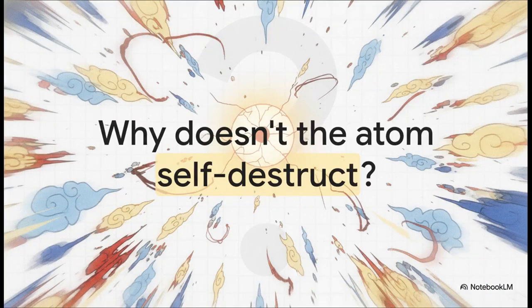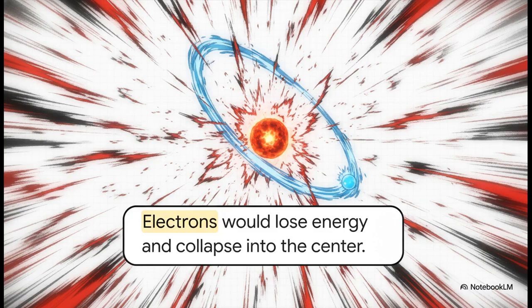So, monumental breakthrough, right? Rutherford found the core. But wait. Almost immediately, the scientific community realized his model had a fatal flaw. And I mean a flaw so severe it mathematically threatened the very stability of the entire universe. So why doesn't the atom just self-destruct? Well, the glaring issue was the electrons.